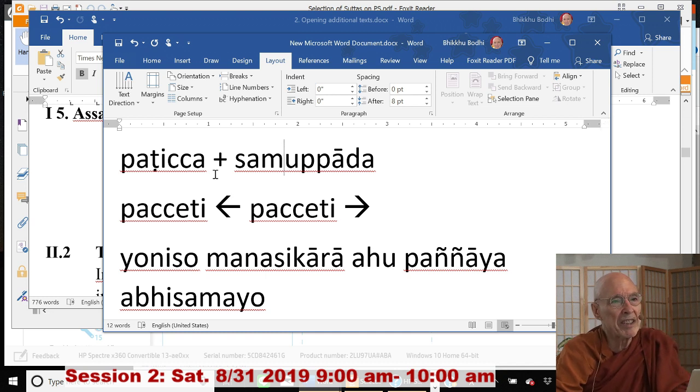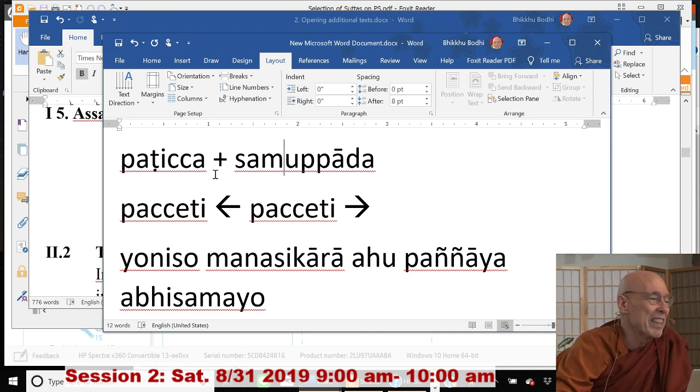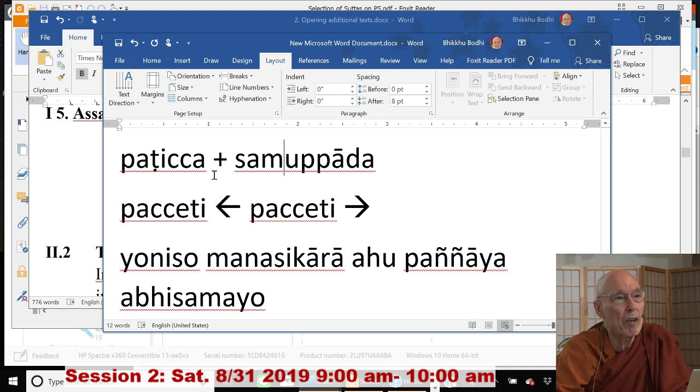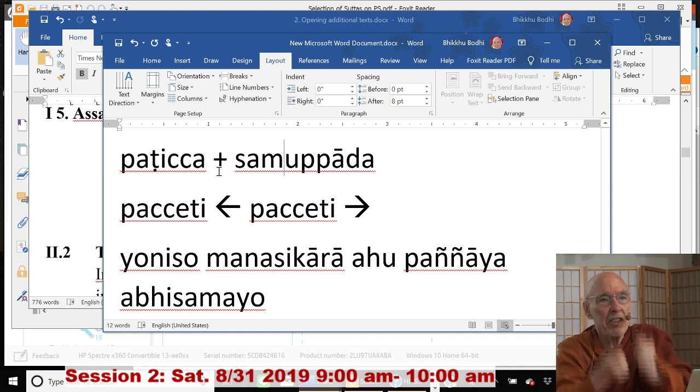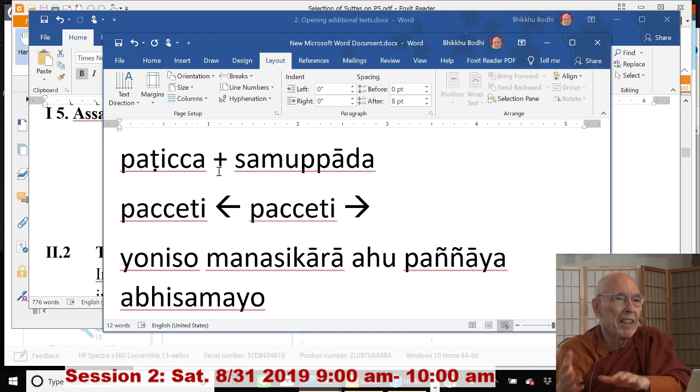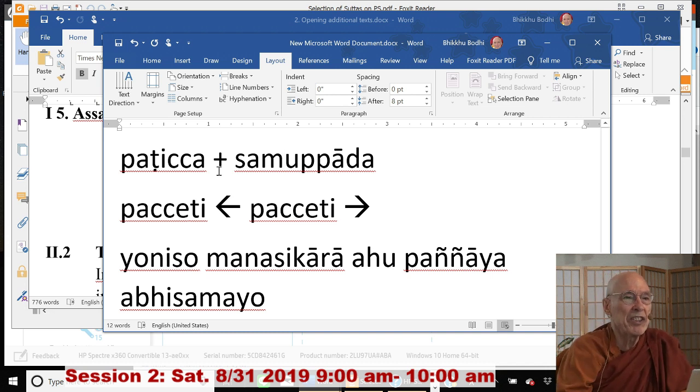There's a popular translation, interdependent arising or interdependent co-origination. I think not quite accurate, because as we'll see, some of the factors are interdependent in their relationship, but not all of them. For example, we say old age and death depends upon birth, but birth doesn't depend on old age and death.